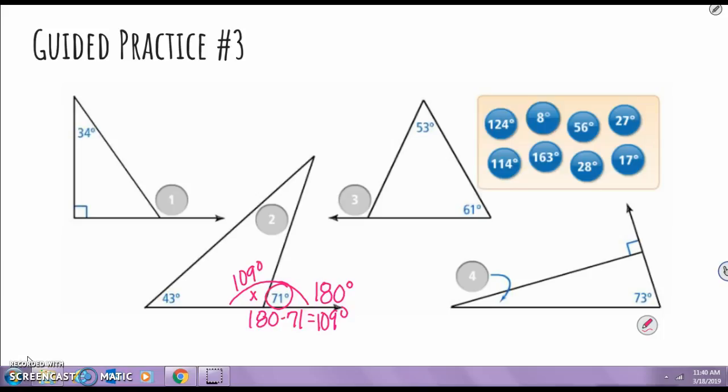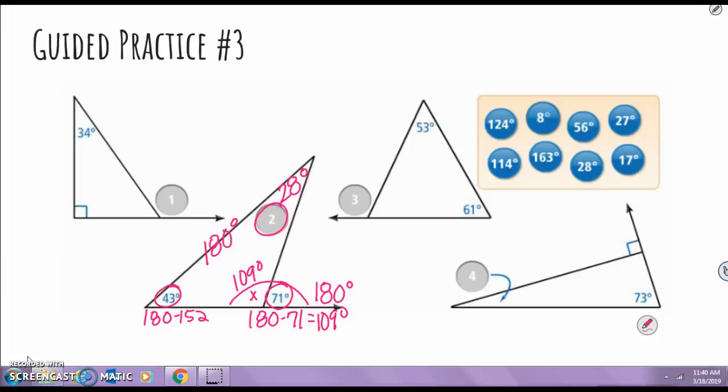If I add that to the 43 that we see here, that gives us 152. 180 minus 152 will give us the measure of angle 2. When I subtract 152 from 180, that gives me 28 degrees. So that would be the measure of angle 2. Again, I can check my solution by adding 28 plus 43 plus 109. That does give me a total of 180 for my triangle, so I know all of my solutions are correct.